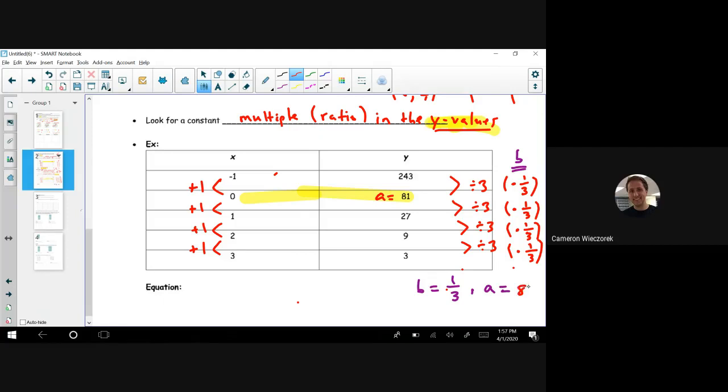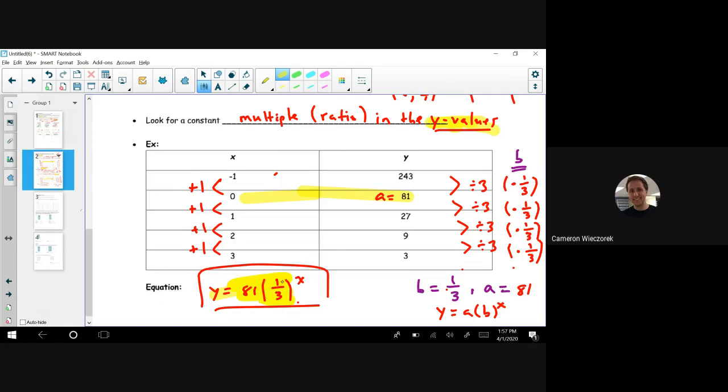So putting it together, my format I need is y equals a times b to the power of x. A is my starting value, that's 81. And my b value is a third. And I raise that to the power of x. There's my exponential model.